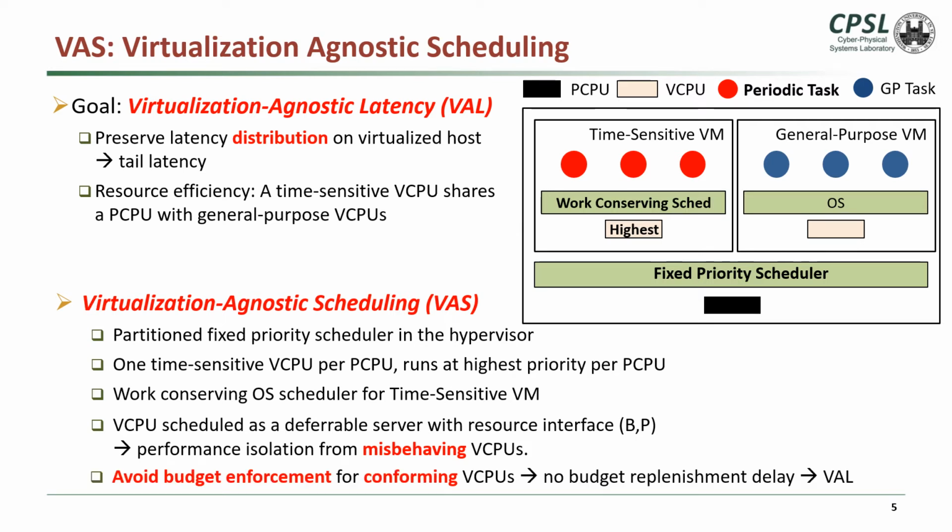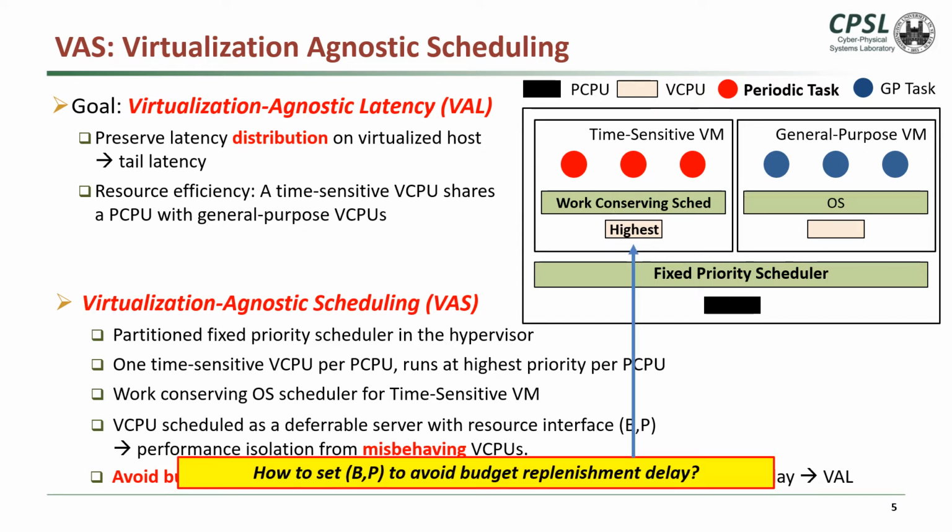But things don't come that simple, because you also need to avoid budget enforcement for the conforming vCPUs, where you still want to achieve your virtualization-agnostic latency, that is, always preserve the latency distribution of your time-sensitive applications. That means you should try to avoid the budget replenishment delay. So the question comes like this: how can you set the budget and period to avoid budget replenishment delay?